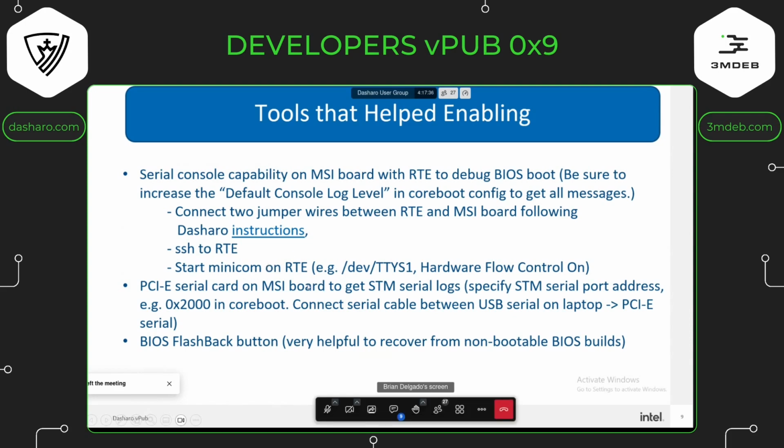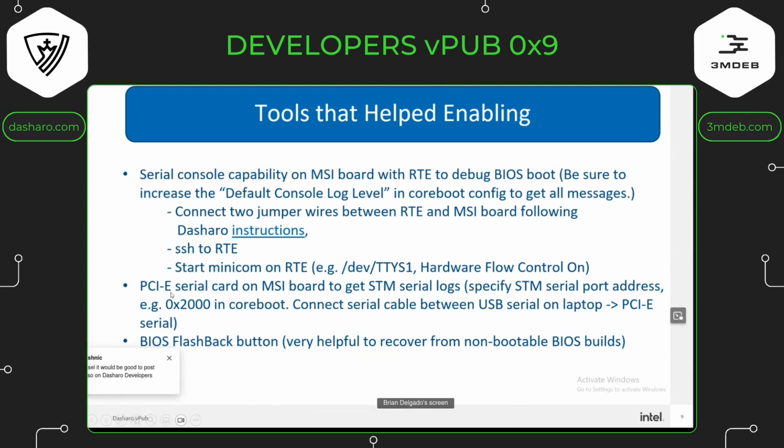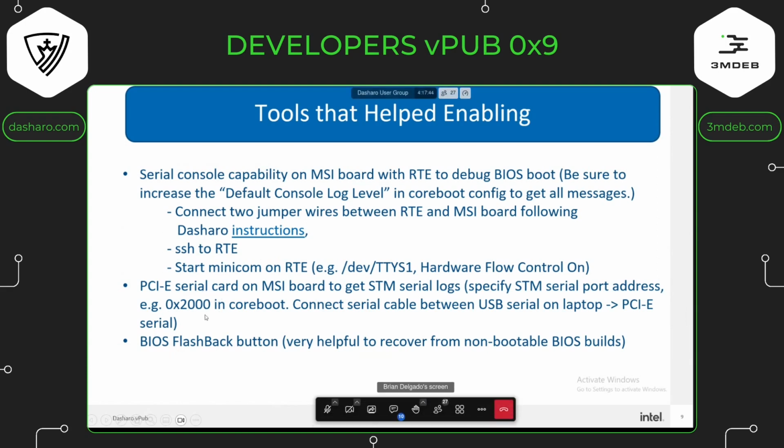The STM has its own PCIe-based serial card that you can use. As you configure coreboot, you can specify the IO address of that serial card. That way you have distinct logs from the STM as well as the rest of the BIOS, output to separate serial consoles without them being all mashed together. So that was pretty helpful as well.